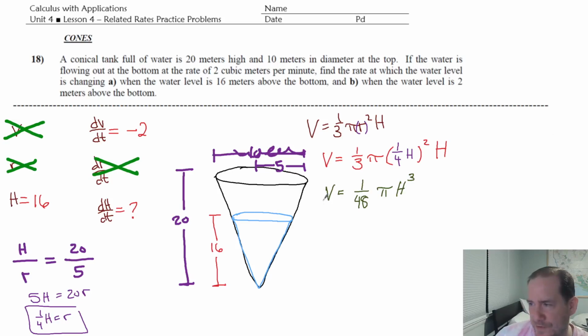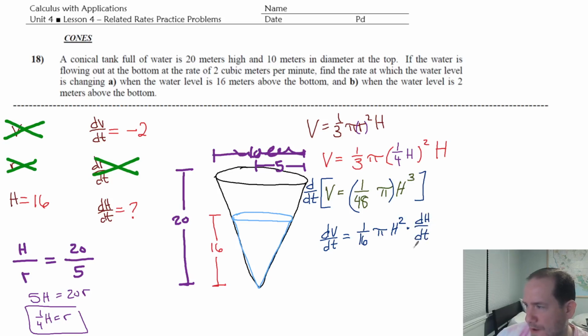So it's time now to differentiate. So we'll take the derivative with respect to time, and we'll get dV/dt. We will treat this whole mess here like a coefficient, and we'll just multiply by 3. So we get 3/48, which is basically just right back to 1/16. Then a pi. Then the h that was cubed is now an h that is squared. And we also chain rule out a factor of dh/dt. And now we can substitute in and solve.